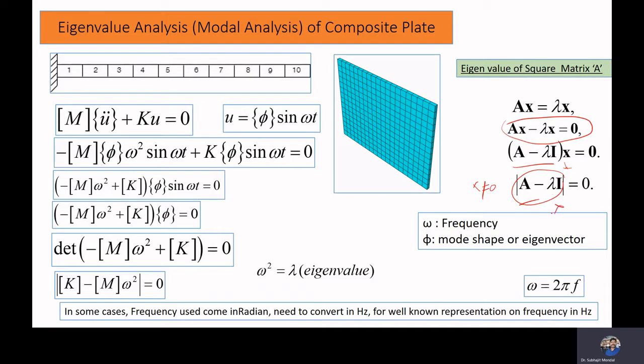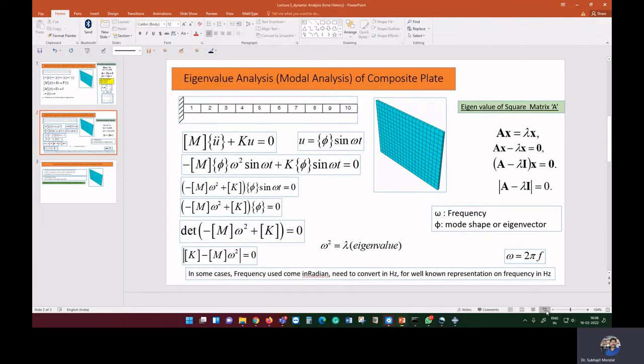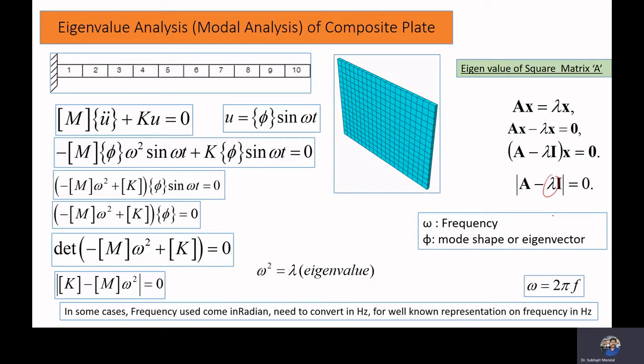Again, we learned that the eigen solution is a two-step process. In the first step, we obtain the eigenvalue. Once we obtain the eigenvalue, we put it here again and find the value of x so that this expression comes to 0. So now we find the value of the eigenvector. This is the way we find it.